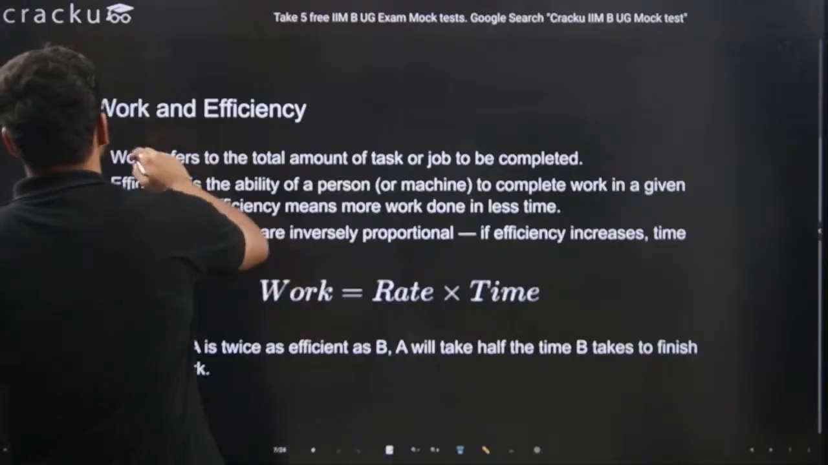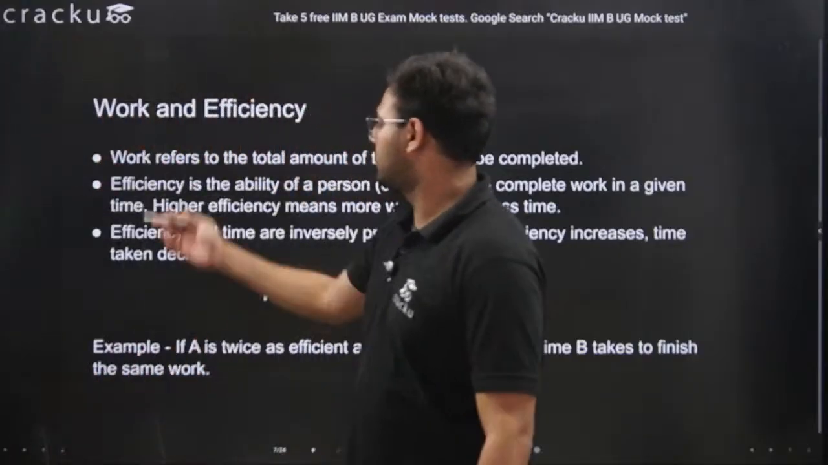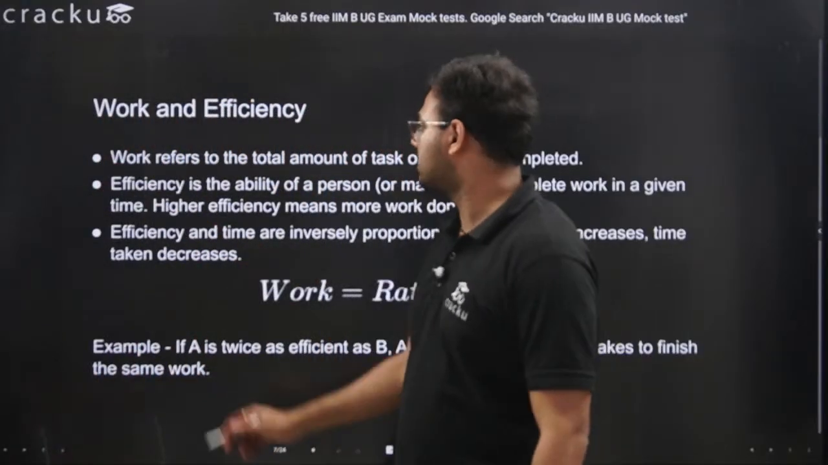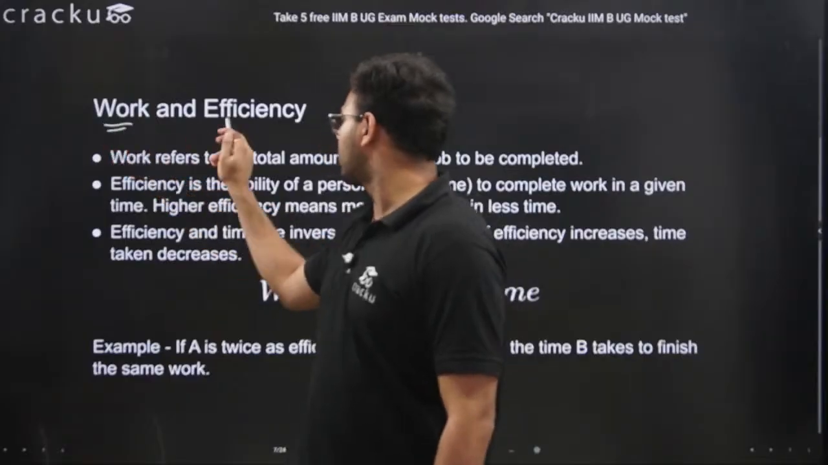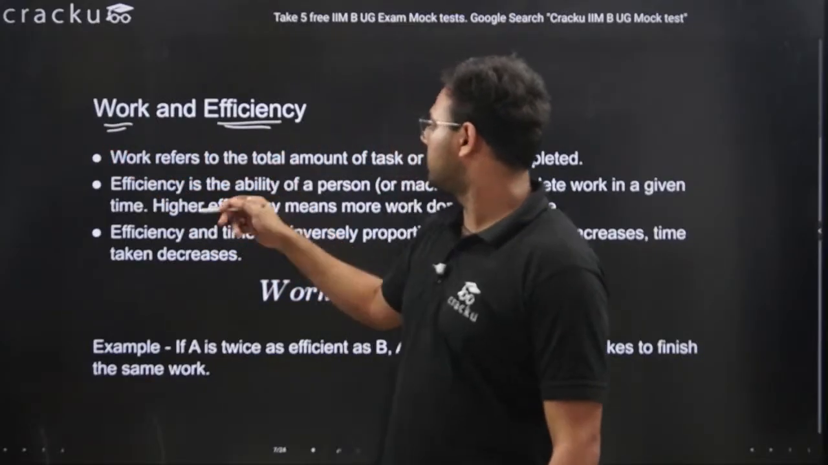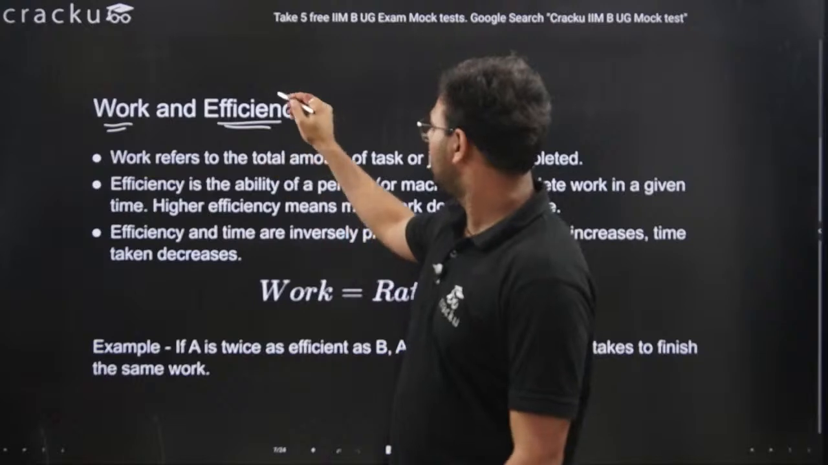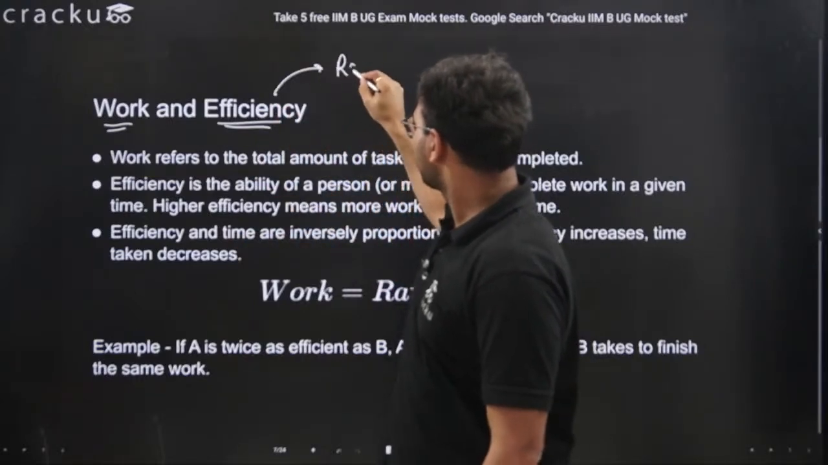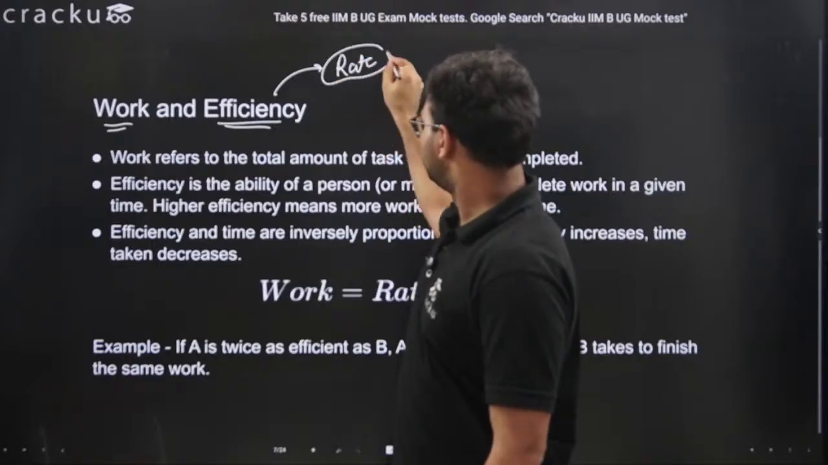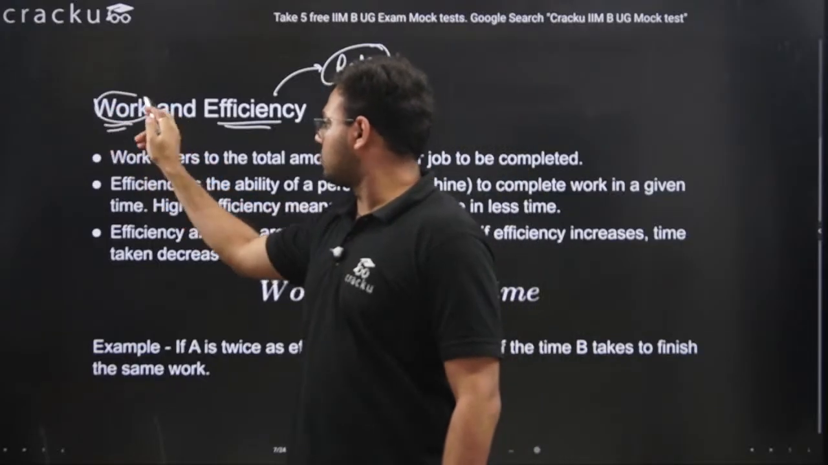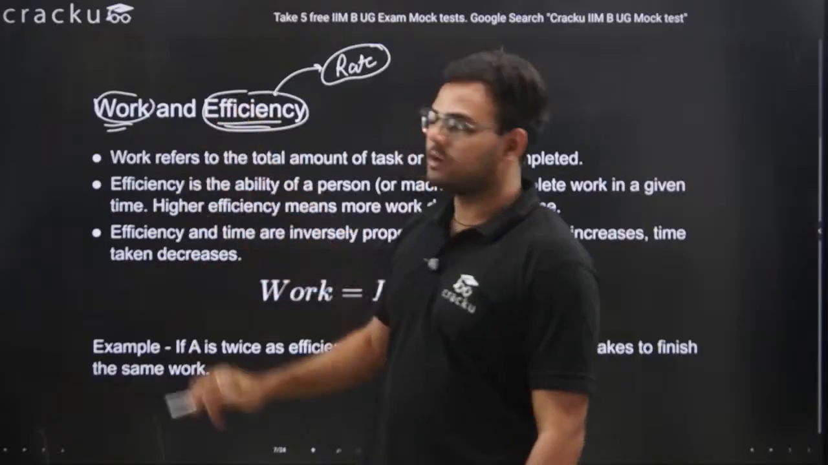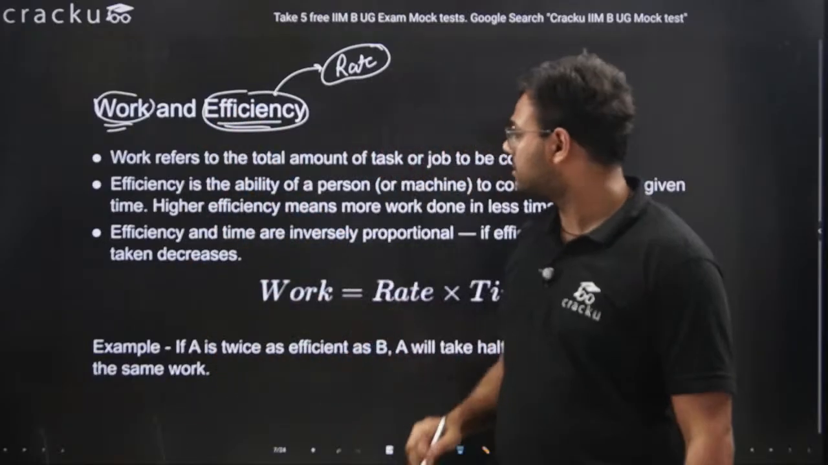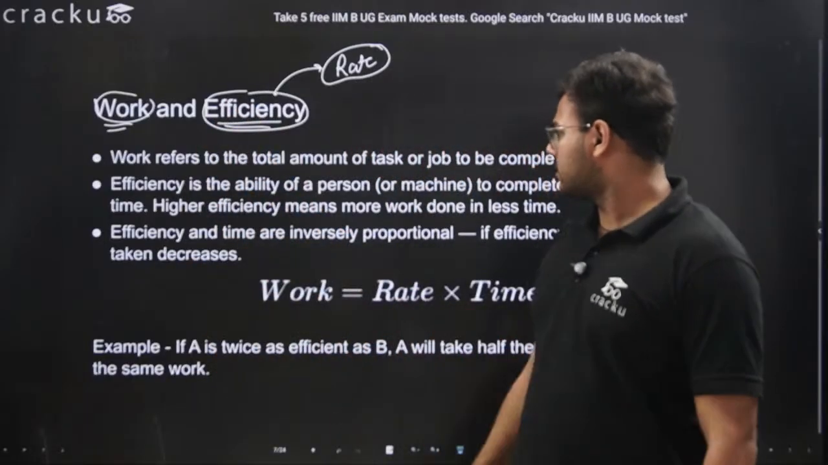So let's start discussing. Let's start with the basics. The basic is, first of all, what is work and what is efficiency. These two are very important concepts or terms in time and work. Instead of efficiency, you can also find rate in the questions. But these two terms you will definitely find in every other question. So let's discuss the work.